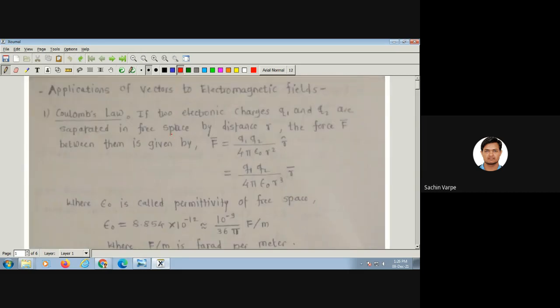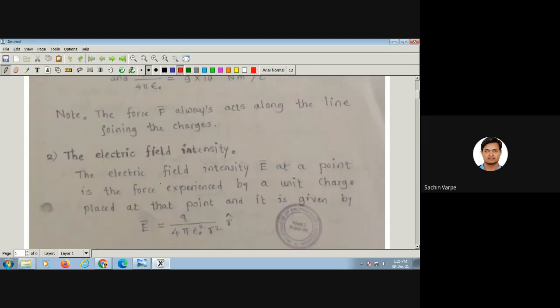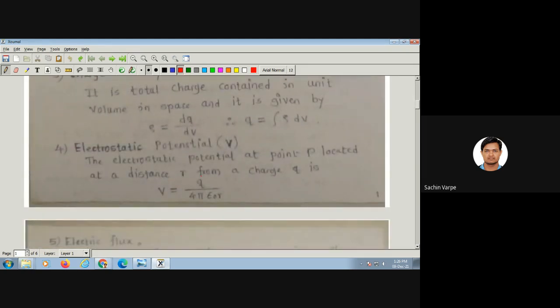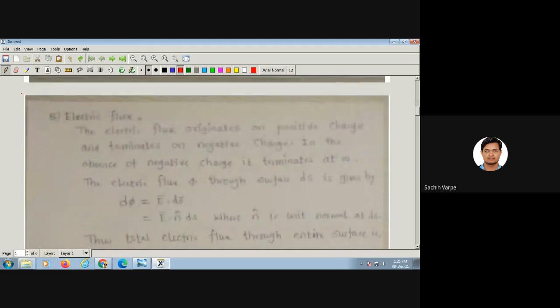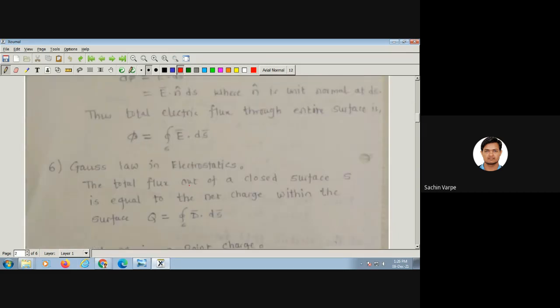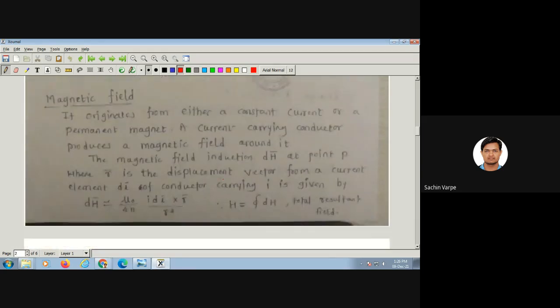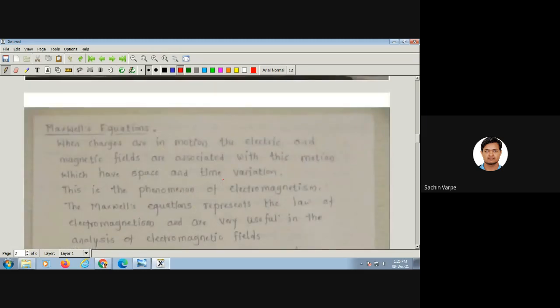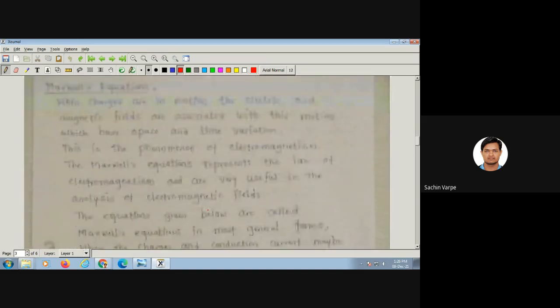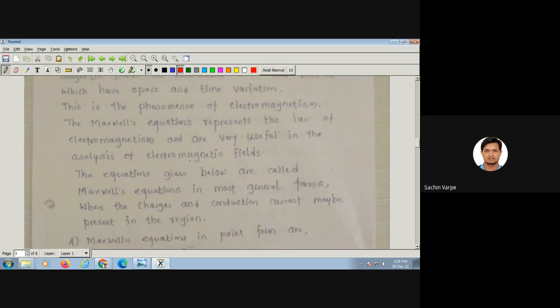So electromagnetic fields and its applications. We have seen these basic terminologies like Coulomb's law, electric field intensity, charge density, electrostatic potential, electric flux, Gauss's law in electrostatics, work done in moving a point charge, magnetic field. So here comes Maxwell's equations. When charges are in motion, the electric and magnetic fields are associated with this motion, which have space and time variation. This is the phenomenon of electromagnetism.